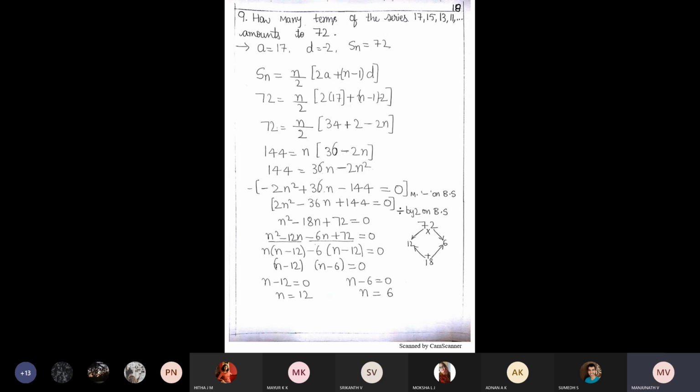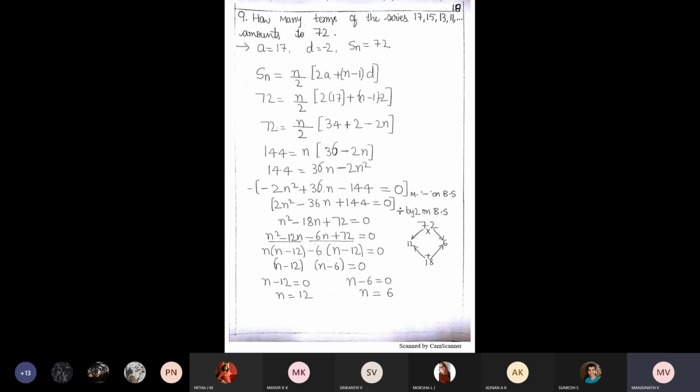Conclusion: Therefore, the number of terms in the series may be 12 or maybe 6, so that the sum is equal to 72. We can check.